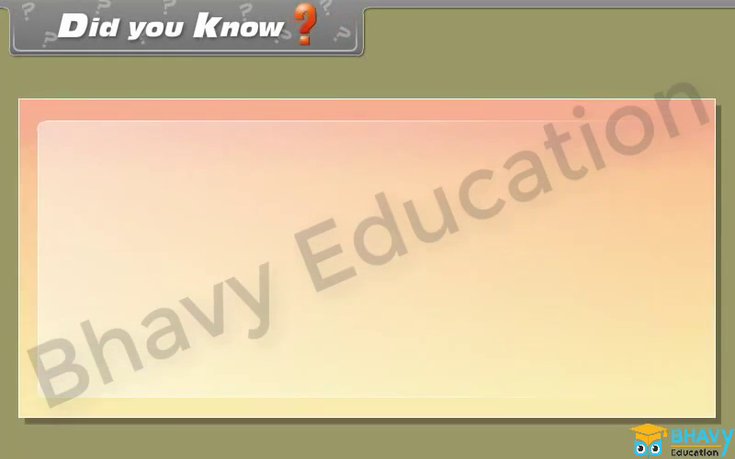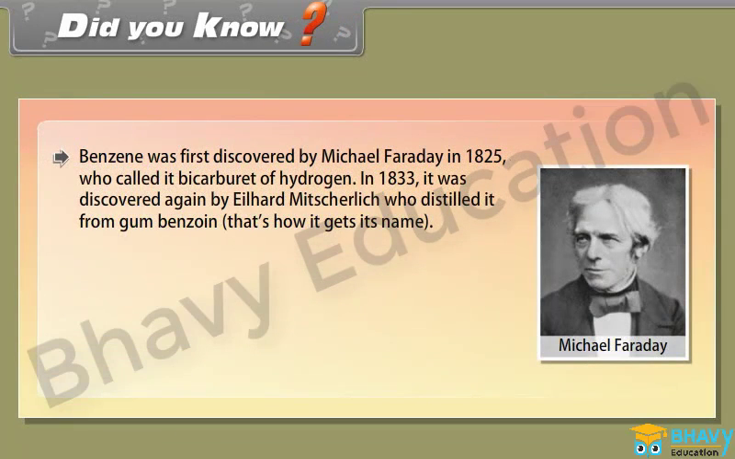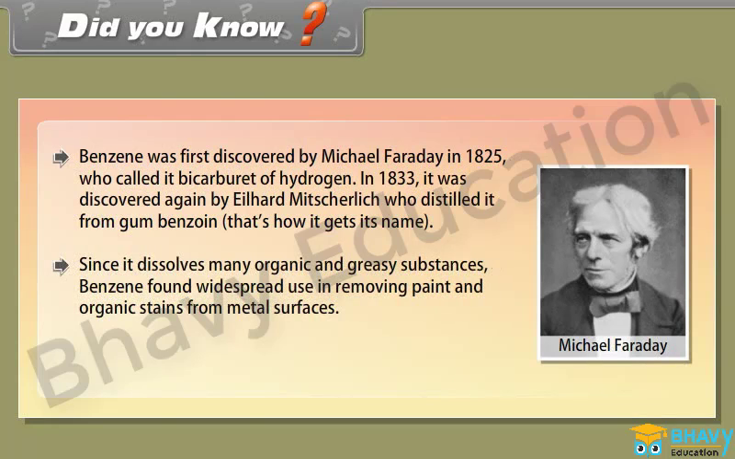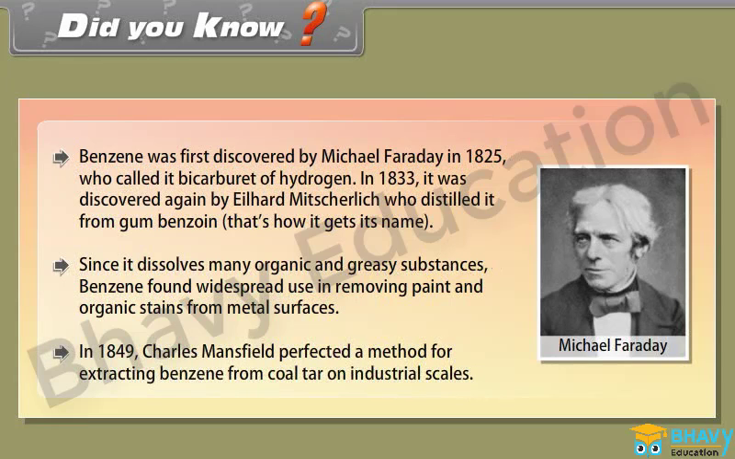Did you know? Benzene was first discovered by Michael Faraday in 1825, who called it bicarbonate of hydrogen. In 1833, it was discovered again by Eilhard Mitscherlich, who distilled it from gum benzoin. That's how it gets its name. Since it dissolves many organic and greasy substances, benzene found widespread use in removing paint and organic stains from metal surfaces. In 1849, Charles Mansfield perfected a method for extracting benzene from coal tar on industrial scales.